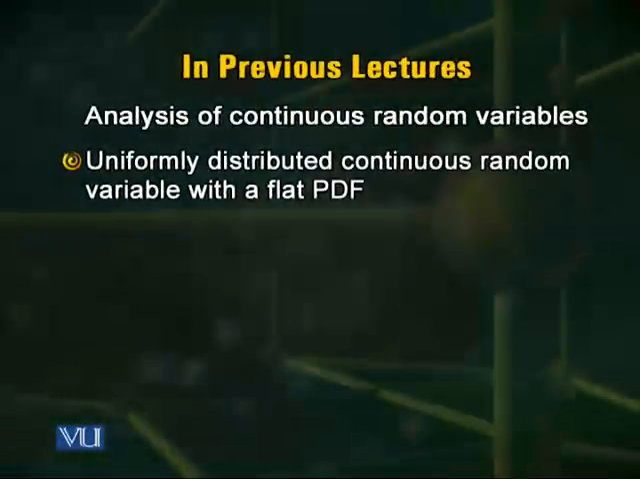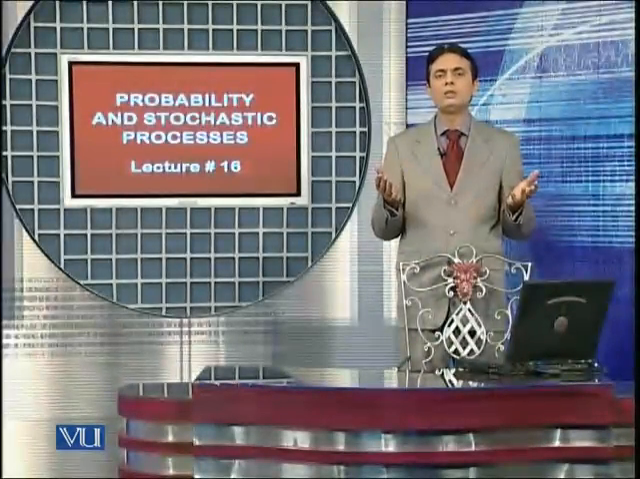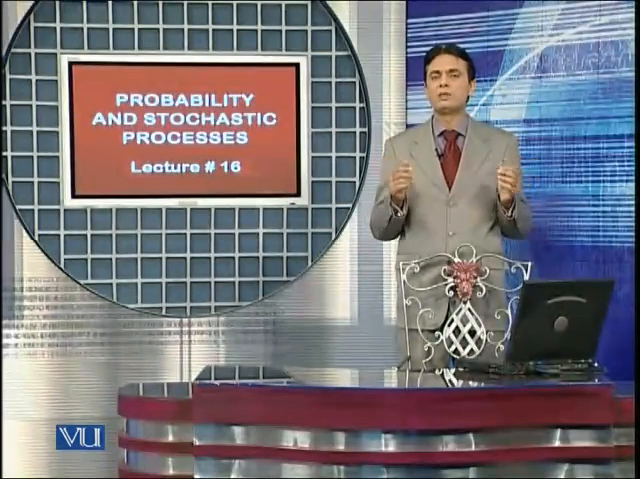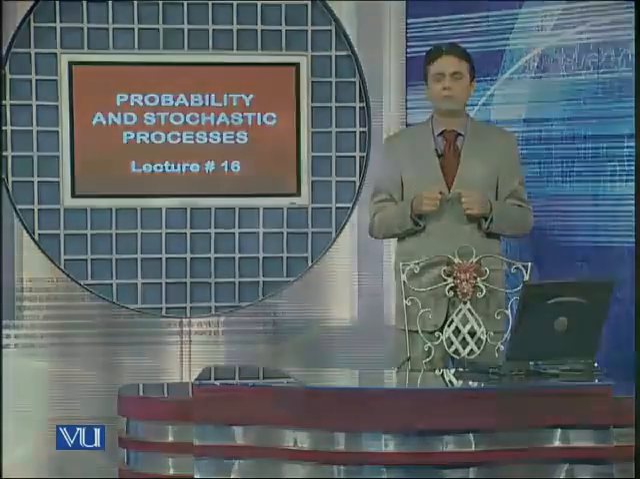We dealt with uniformly distributed random variable, which is defined for a finite extent of real line, and the PDF or the likelihood as the x varies is a flat function with height 1 over the extent. It should be clear that uniformly distributed random variable can only be defined for a finite interval of real line. It cannot be defined for an infinite interval of real line.